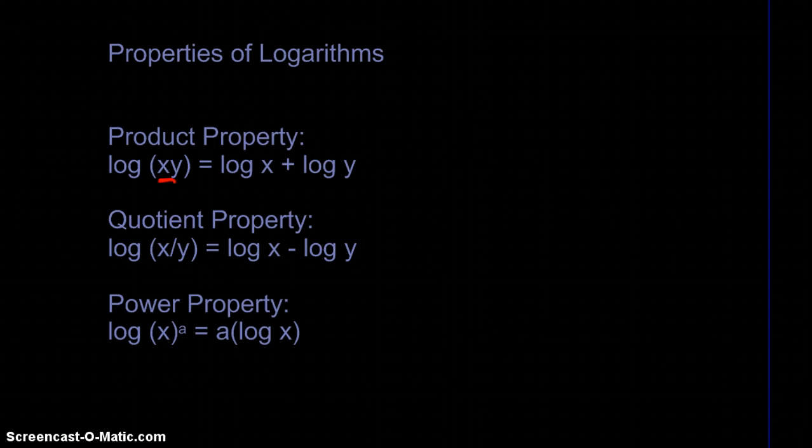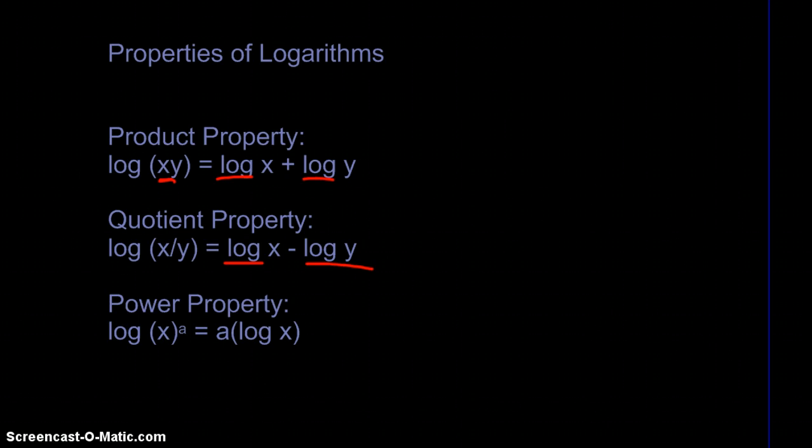This is why we call it the product property. There's a multiplication inside of the log, and that says we can write it out as 2 separate logs, where we can use log of x, log of y, but it becomes an addition when you separate that into 2 separate logs. The quotient property says if we're taking the log of x divided by y, you can again write it as 2 separate logs, log x, log y, but the division turns into a subtraction when you split it into 2 separate logs.